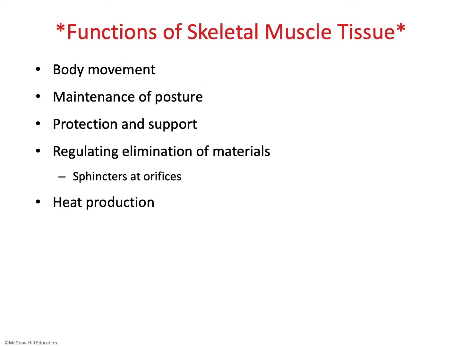They're usually attached to bones, and their muscles and muscle cells can vary in shape and size. Some of the functions of skeletal muscle tissue, these are the ones that really help with body movement, maintaining posture, protecting and supporting organs that lie beneath them, and then regulating elimination of materials. They will make up some of the sphincters at your orifices as substances leave the body. They're also important for generating heat, and we'll learn about that when we get to nervous system.